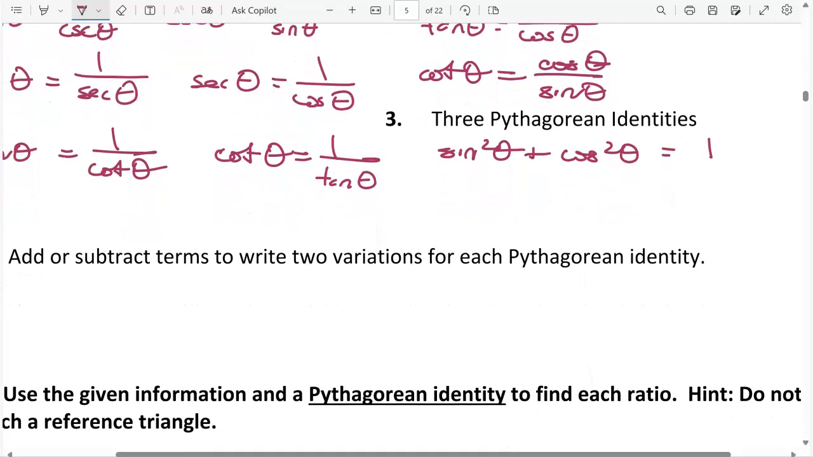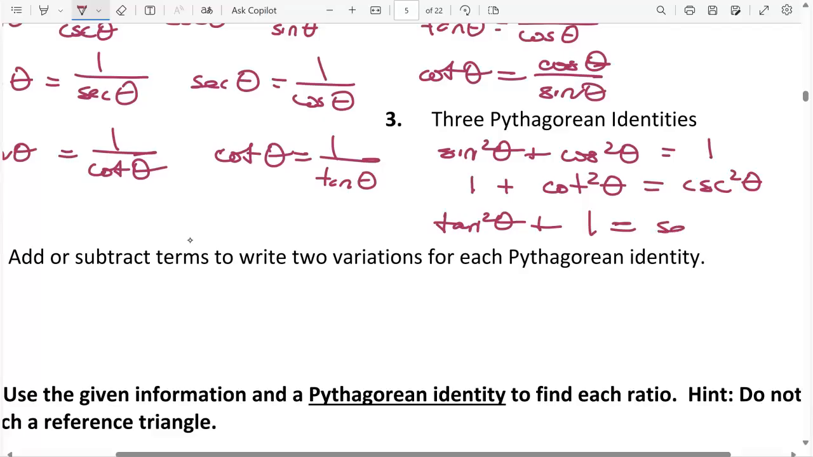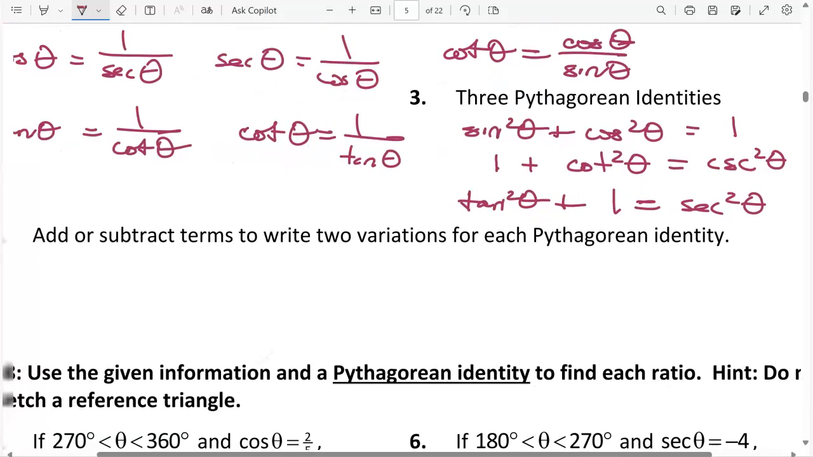And now if I take that first Pythagorean identity and I divide by sine squared, we get 1 plus cotangent squared of theta is equal to cosecant squared of theta. Similarly, taking the first one, sine squared of theta plus cosine squared of theta is equal to 1, and dividing by cosine squared, we get tangent squared of theta plus 1 is equal to secant squared of theta. Those are the 3 Pythagorean identities.